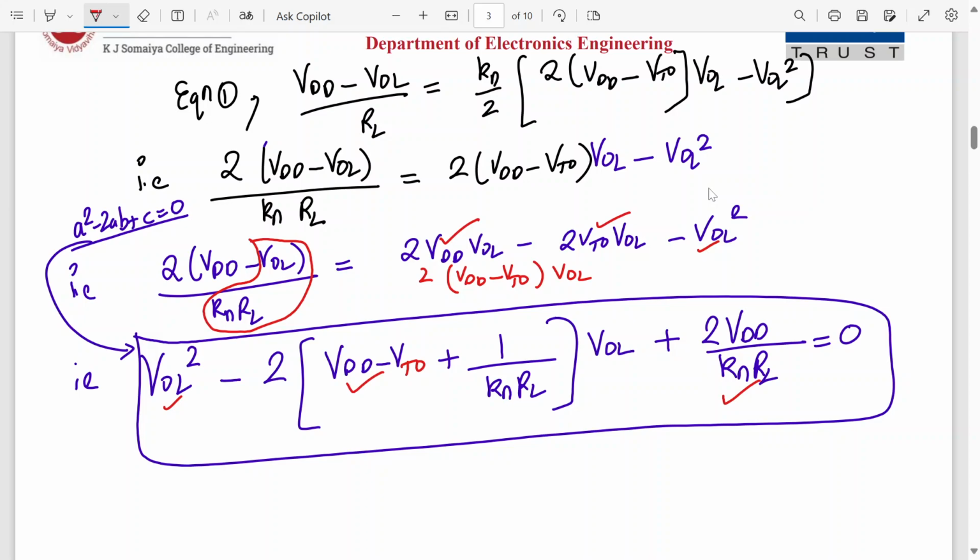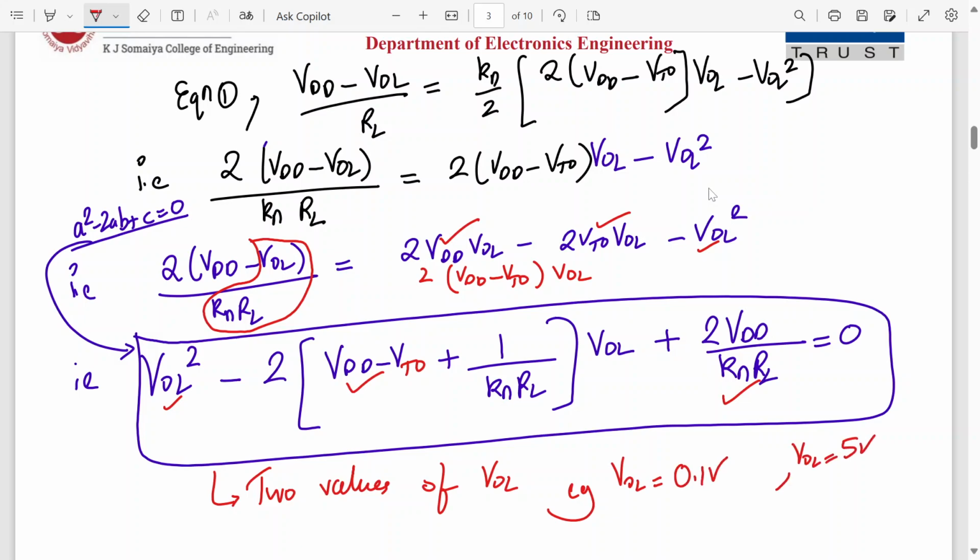So solving this quadratic equation will yield two values of VOL. Okay, and you have to take the physically correct one. Let's say, for example, if we get the value of VOL as 0.1 volt and another value of VOL as 5 volt, which one will be correct?